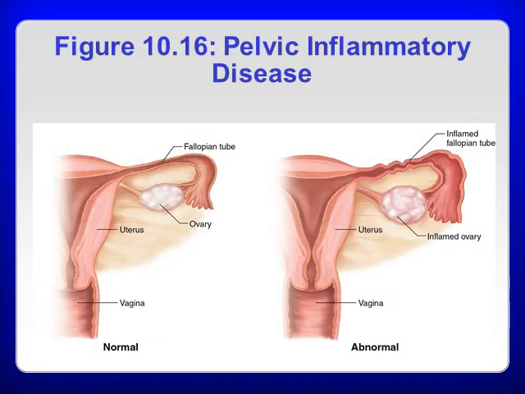So here's a picture, and this is also in your textbook, showing you some of the complications as they relate to pelvic inflammatory disease. It shows the inflamed fallopian tube and the inflamed ovary. Again, this would happen as a result of another type of infection. And just where the inflammatory disorder would settle in would be the area where you would have problems.